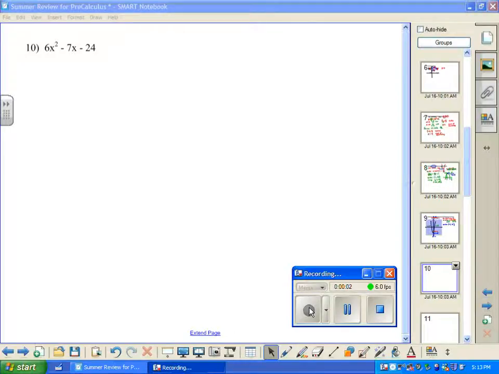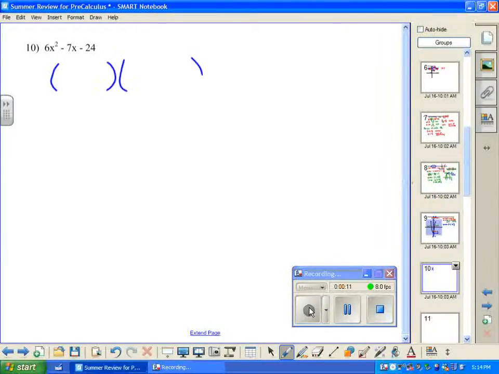Now we have a few problems where we're going to be factoring. Here we have a trinomial, and usually trinomials are factored as the product of two binomials. And I'm going to start by putting 2x and 3x as the first two terms in each of the parentheses.